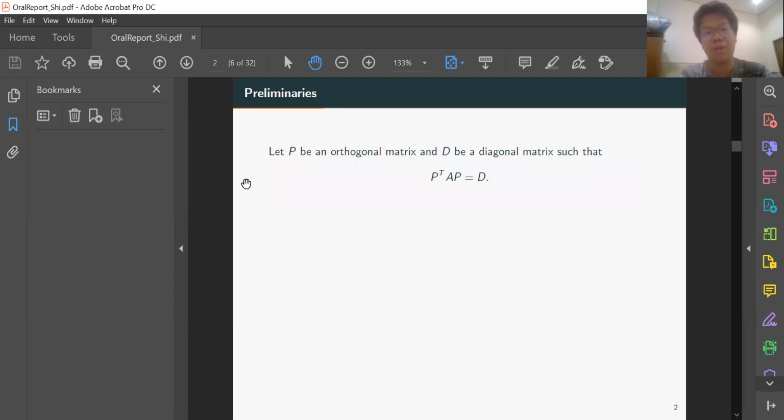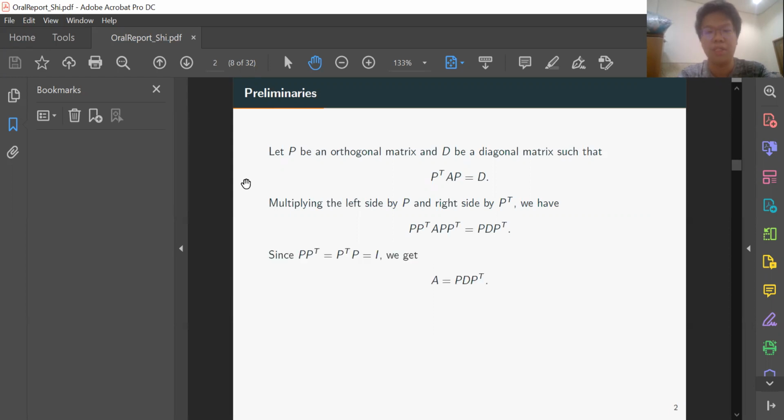Let P be an orthogonal matrix and D be a diagonal matrix such that P transpose AP is equal to D. Multiplying the left side by P and the right side by P transpose, we have P P transpose A P P transpose is equal to P D P transpose. Since P P transpose is equal to P transpose P, which is equal to the identity matrix, we get A is equal to P D P transpose.